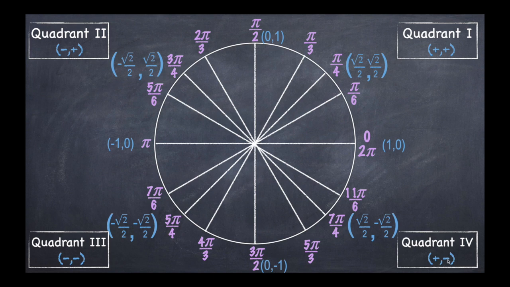Now the same thing continues to happen as I fill in the rest of these. So if I look at pi over 6, again, that trick was that if we start with the denominator of 6, the ordered pair has to start with root 3 over 2. We remember that because 3 times 2 is 6.